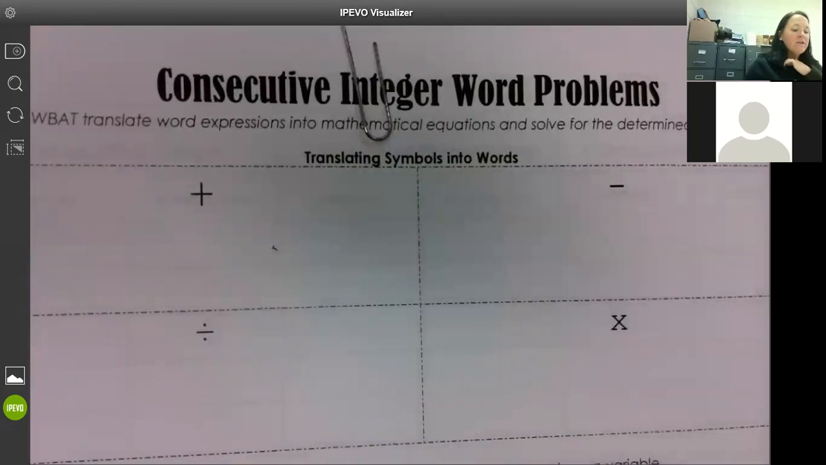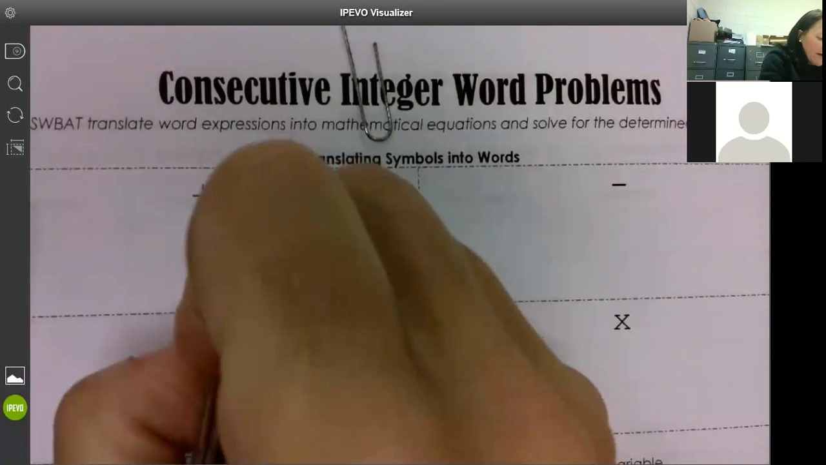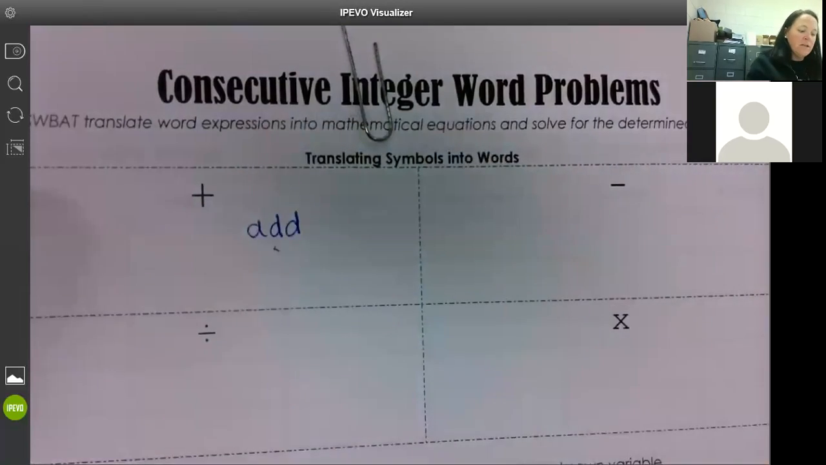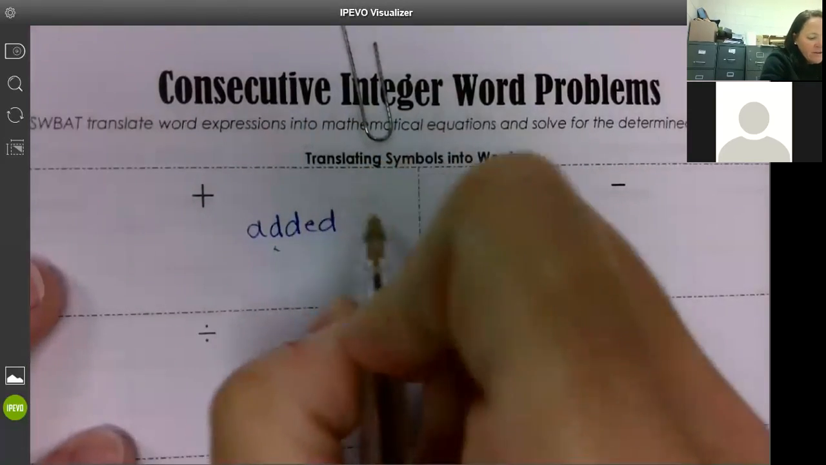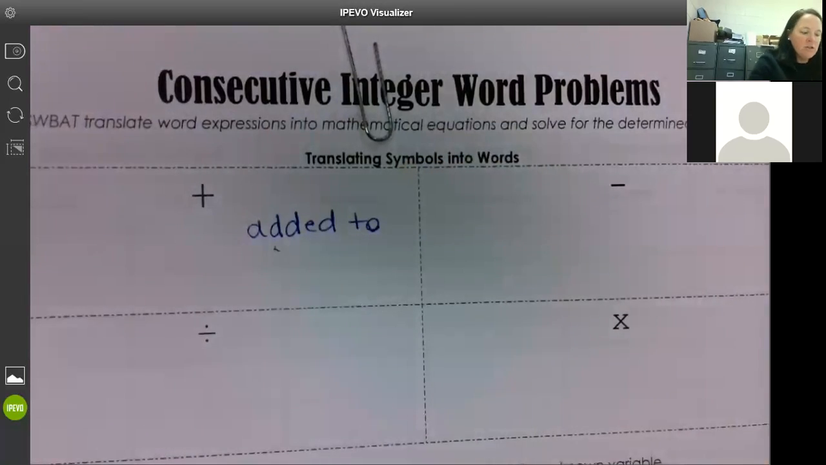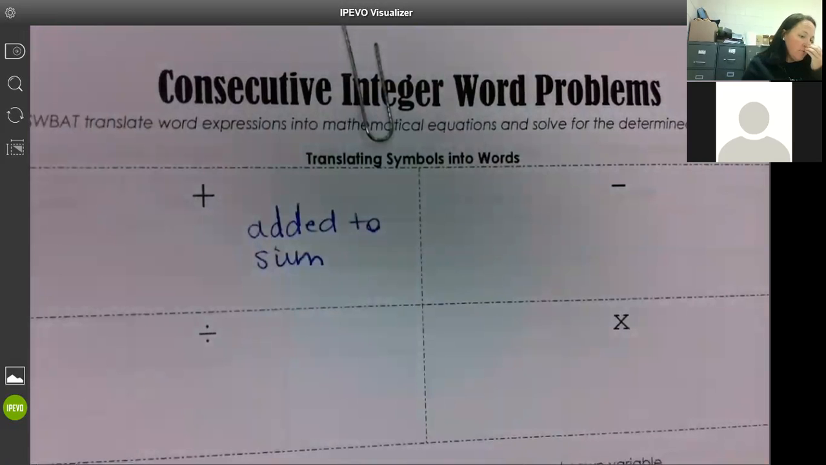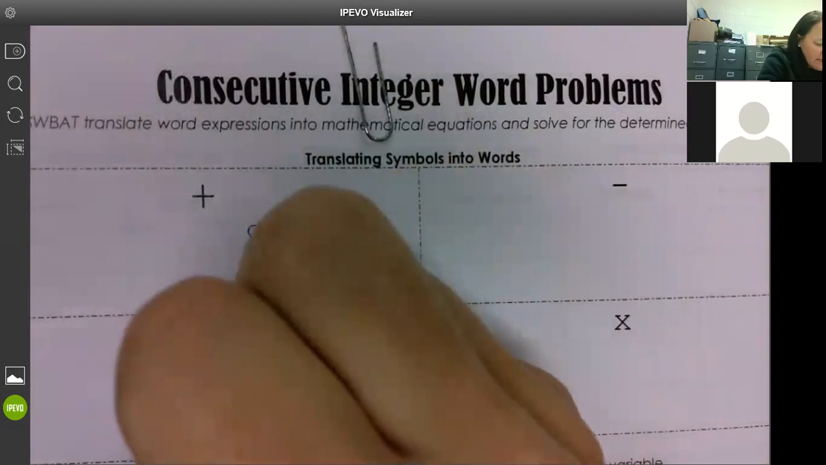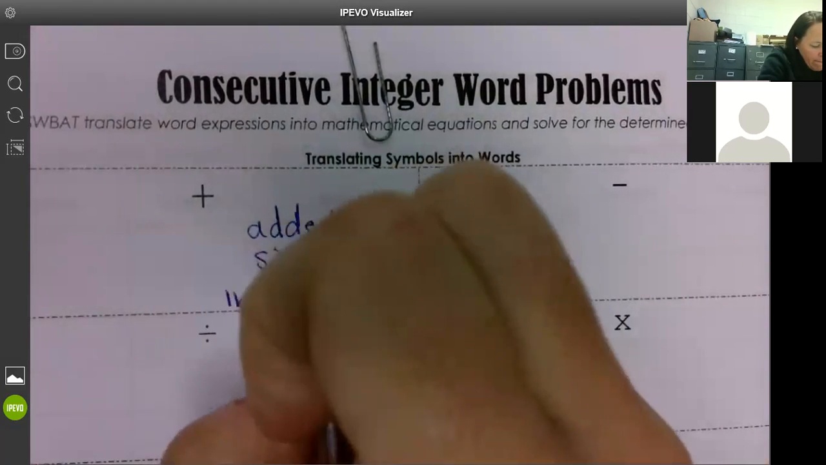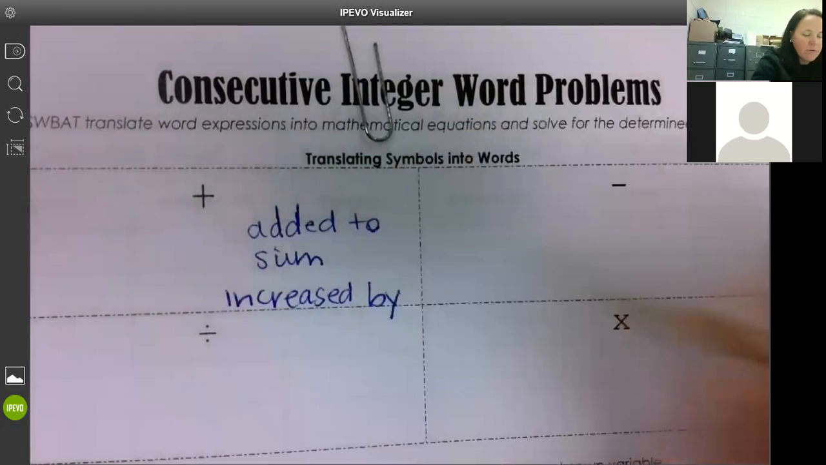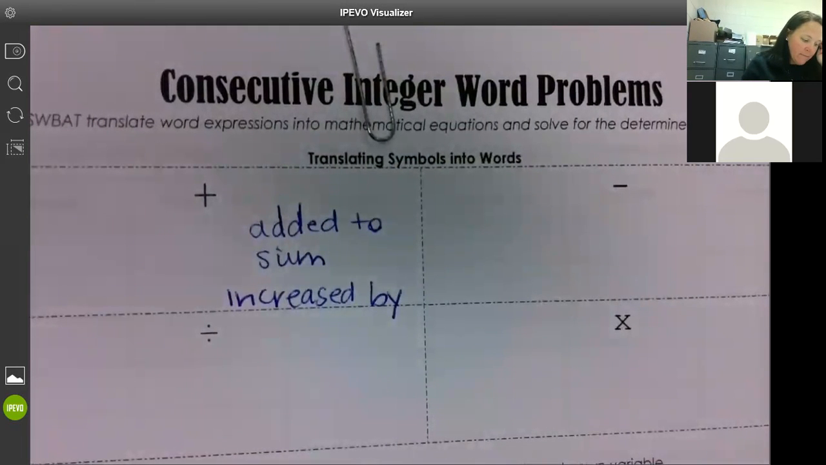So we're going to look at consecutive integer word problems, and at the top, it's just words that you're going to see. So like for adding, you might see the actual word add. So blank added to, so a number added to something. You might see the sum of a number and 4. You might see increased by, so a number increased by 3 would be to add 3.